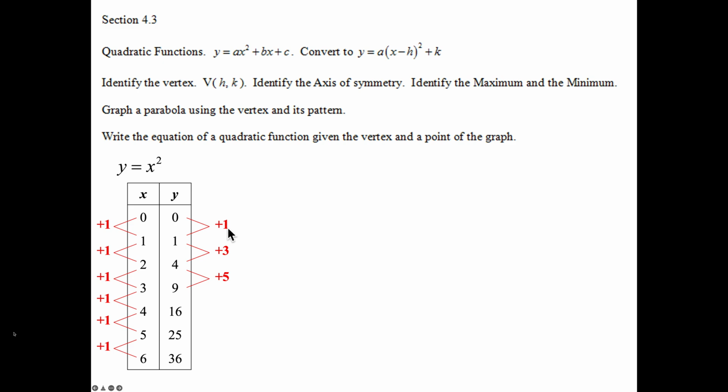0 to 1, increased by 1. From 1 to 4, increased by 3. 4 to 9, increased by 5. I'm beginning to notice, hey, wait a minute, these are all odd numbers. From 9 to 16, it's a 7. 16 to 25 is 9. 25 to 36 is 11. Yes, your y's increase by a sequence of odd numbers: 1, 3, 5, 7, 9, 11. So in fact, the next odd number would be 13. 13 plus 36 is 49, and that just happens to be 7 squared.